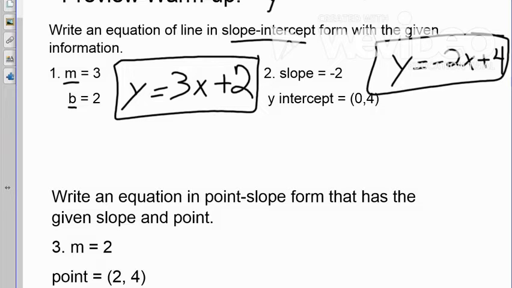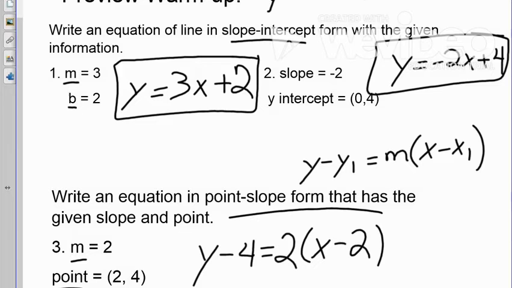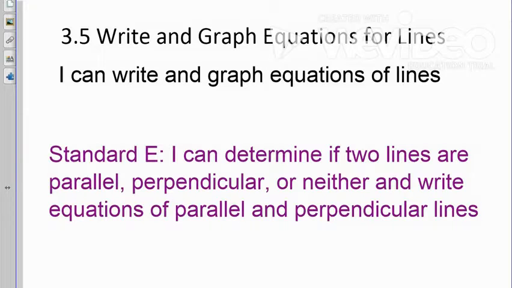Okay, and question 3, write an equation in point-slope form that has the given slope and point. So if you guys remember, point-slope form is y minus y1 is equal to m times the quantity of x minus x1. Okay, so we have our slope of m and our point of 2, 4. So this is going to be y minus 4 is equal to 2 times x minus 2. Again, just writing them in this form. We're not simplifying. We're not doing anything. It's just remembering what the forms of these equations actually are.